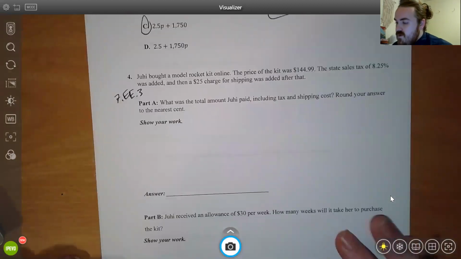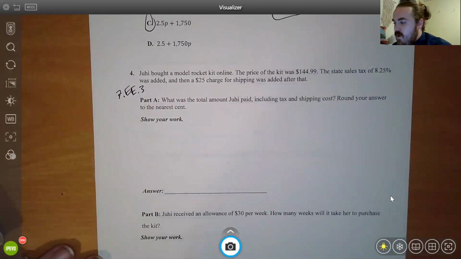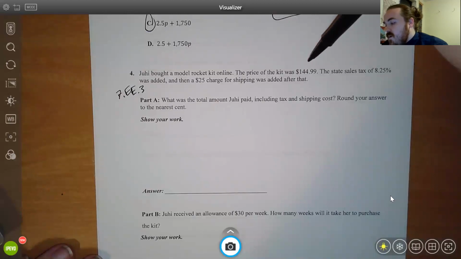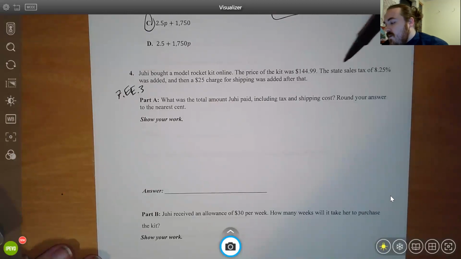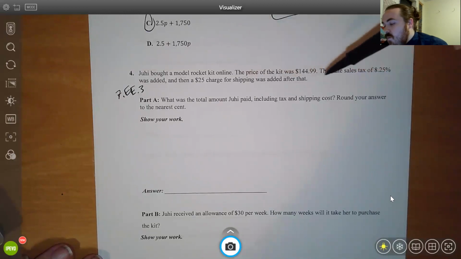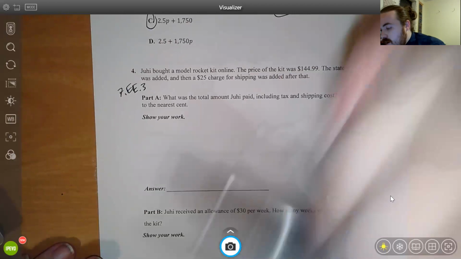This is another one from 7.EE.3, that last standard. Again, though, it is honestly very similar to the percent ones. All right, Juhi bought a model rocket kit online. The price of the kit was $144.99. The state sales tax of 8.25% was added. Then a $25 charge for shipping was added after that. What was the total amount Juhi paid, including tax and shipping costs? Round your answer to the nearest cent.